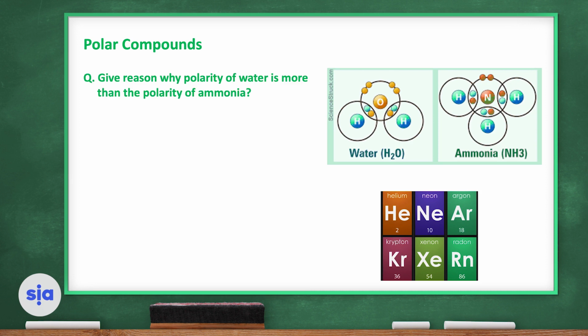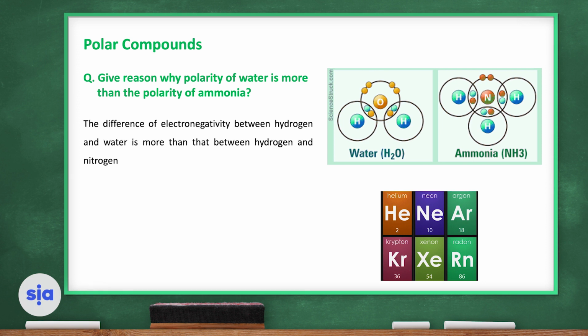Here we go. Can you think for about 1 second why the polarity of water compound is more than that of ammonia? Of course, both of them are compounds because more than one kind of atom. So I'm telling you that the polarity of water is more than the polarity of ammonia. But why? Let me explain something. The difference of electronegativity between hydrogen and oxygen is more than between hydrogen and nitrogen. So that's why polarity of water is more.